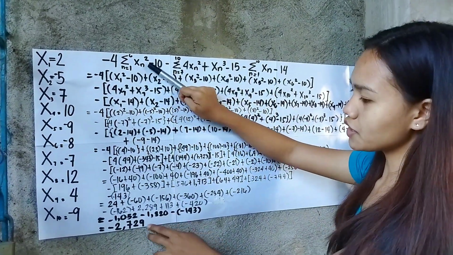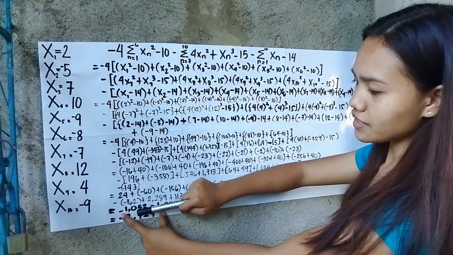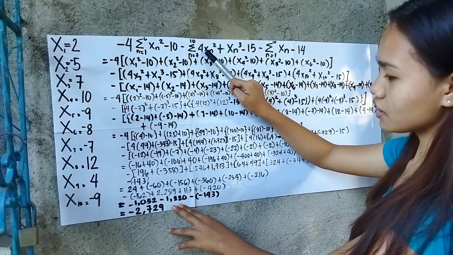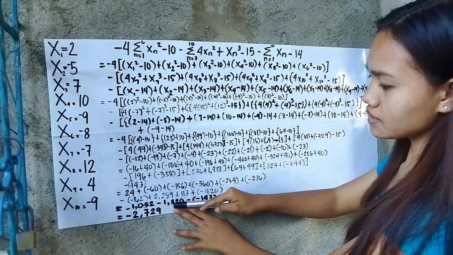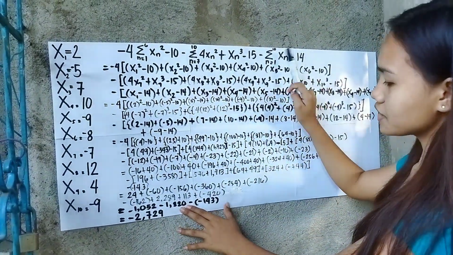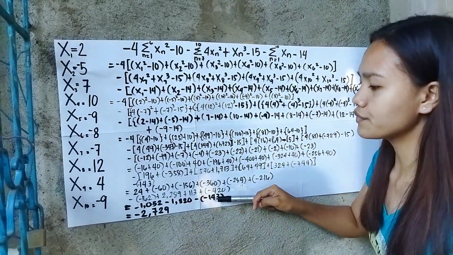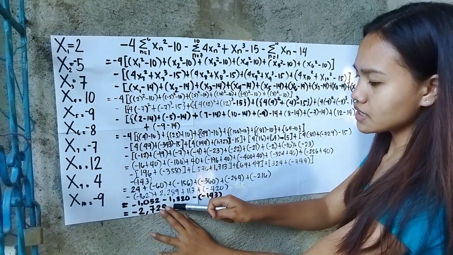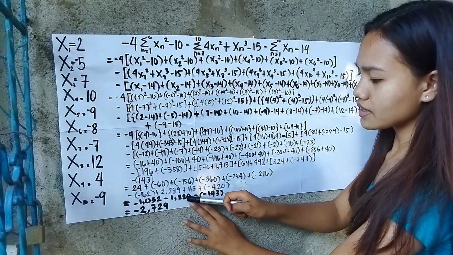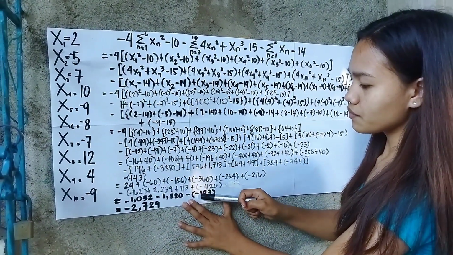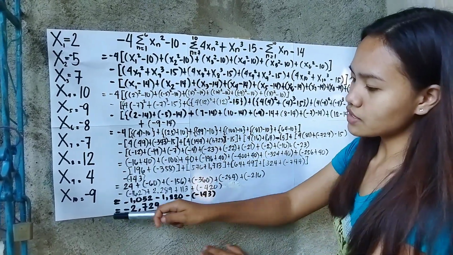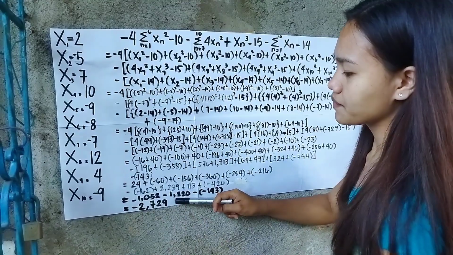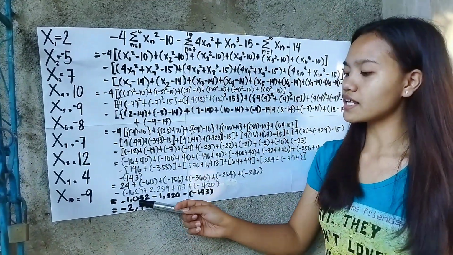In the first summation, I got the answer negative 1052. In the second summation, I got the answer 1820. And in the third summation, I got the answer negative 143. So, negative 1052 minus 1820 minus negative 143 equals negative 2729. And that's my final answer.